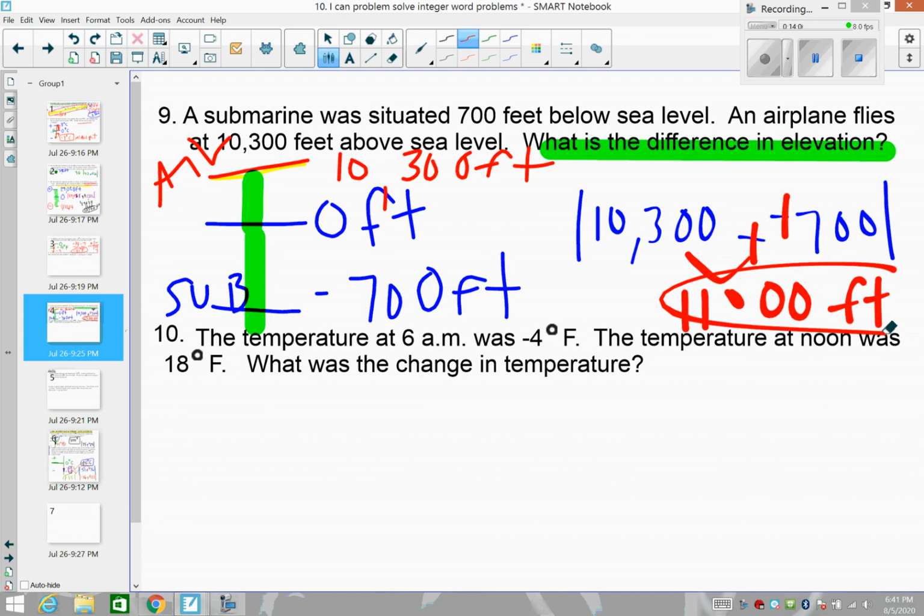Okay, so you get the idea of what we're working for today, of drawing pictures in those scenarios about elevation or temperature or change, and connecting it to the skills that we've learned this year. So those are our word problems on integers. Just make sure you're always drawing a picture.